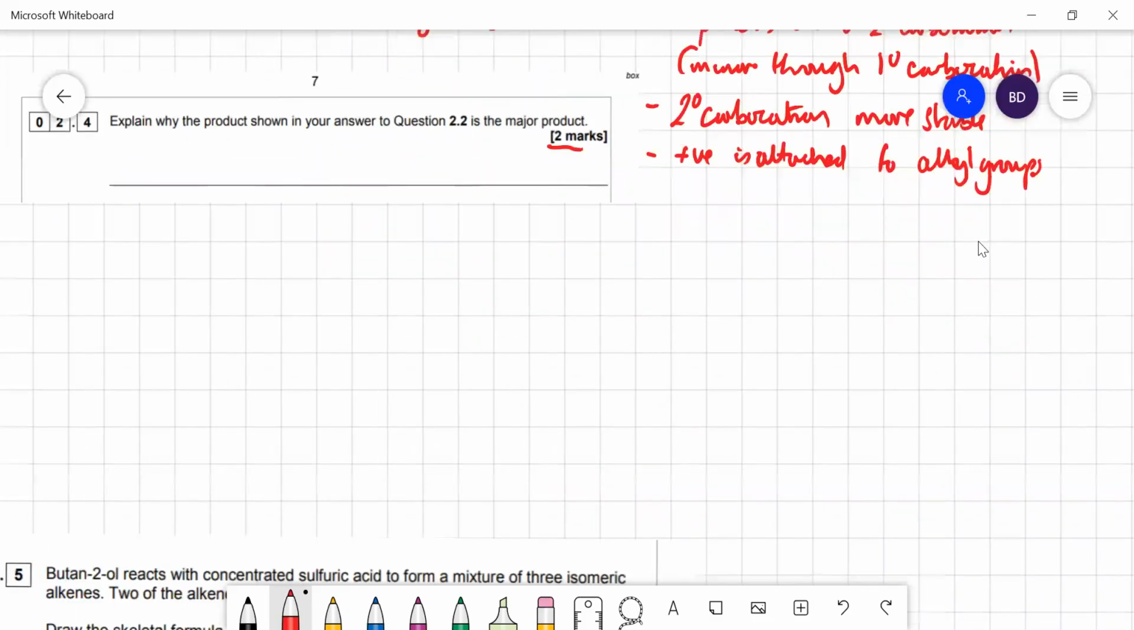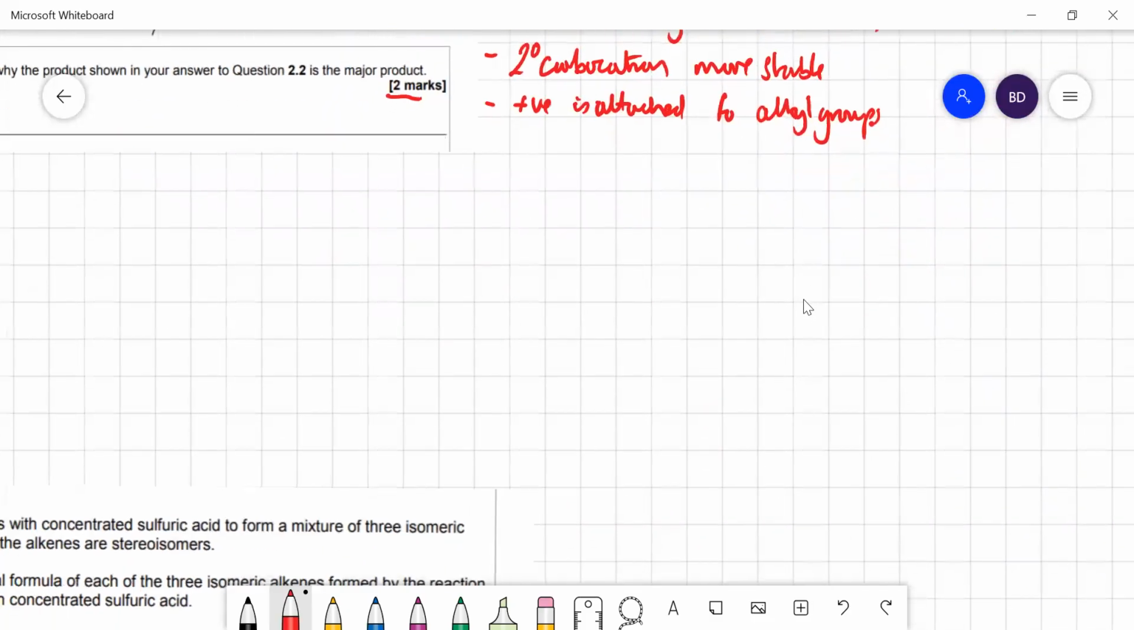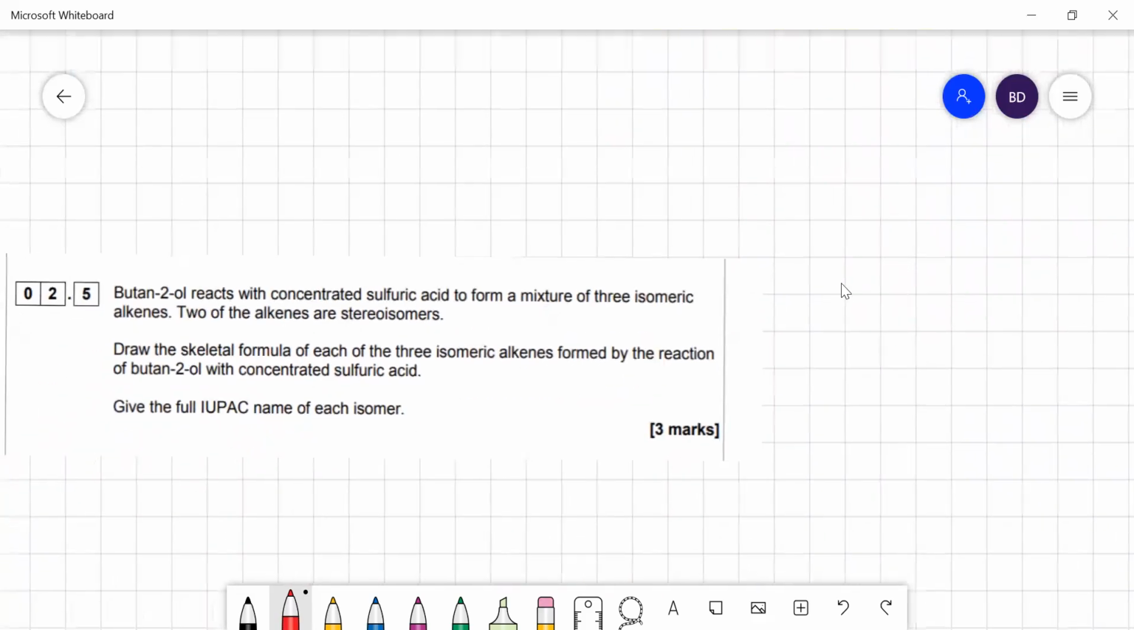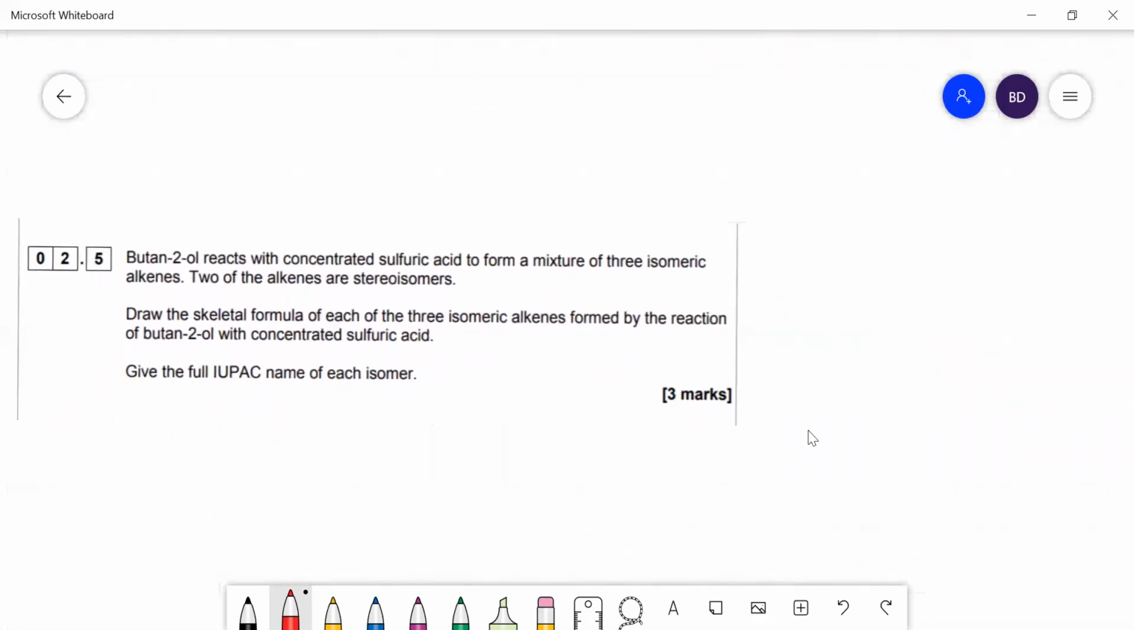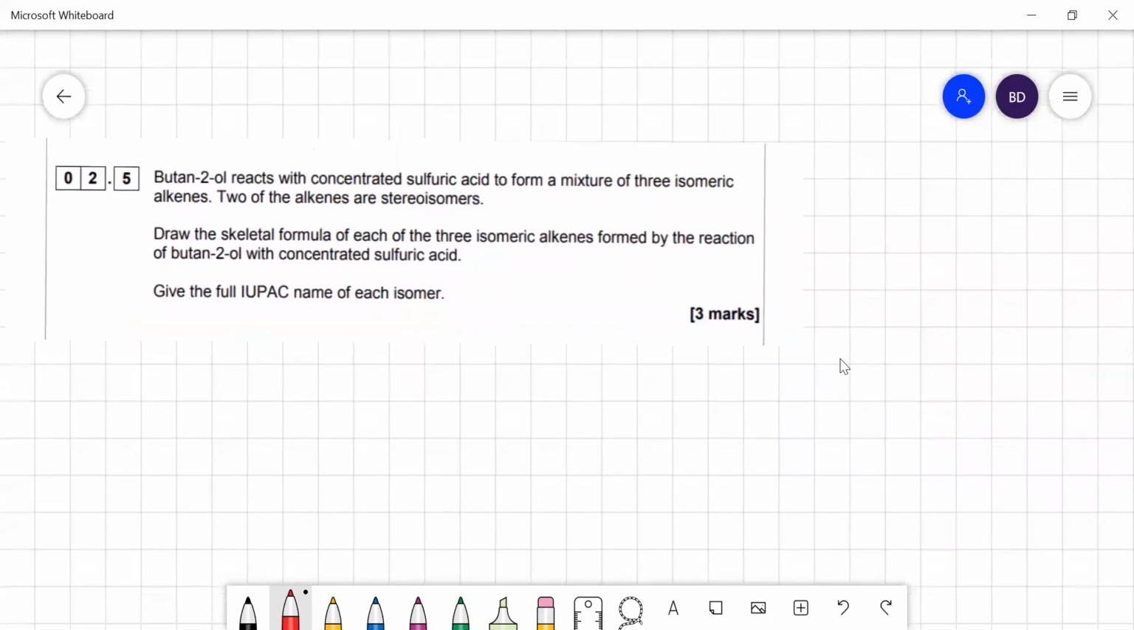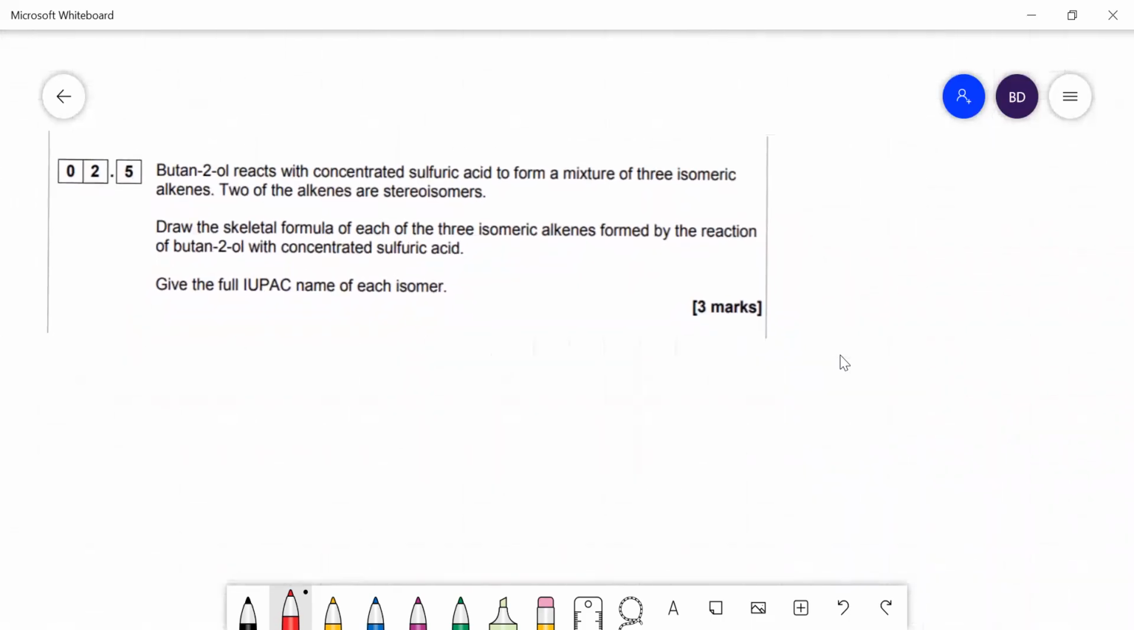Okay, so that's that. Right, butan-2-ol reacts with concentrated sulfuric acid to form a mixture of 3 isomeric alkenes. 2 of the alkenes are stereoisomers. Draw the skeletal formula of each of these. Okay. Right, so I'm going to draw butan-2-ol first. Okay, here's butan-2-ol.